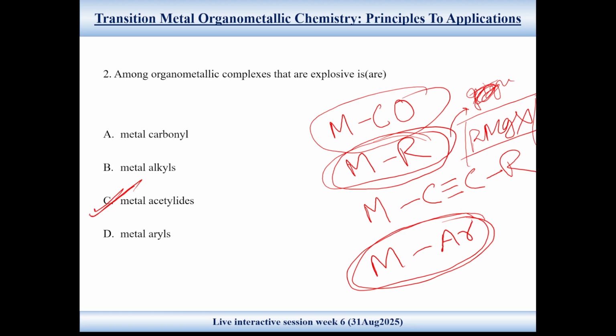So among the following transition metal complexes, only metal acetylide complexes are generally explosive in nature. Not all metal acetylide complexes, but a few metal acetylide complexes are explosive in nature.